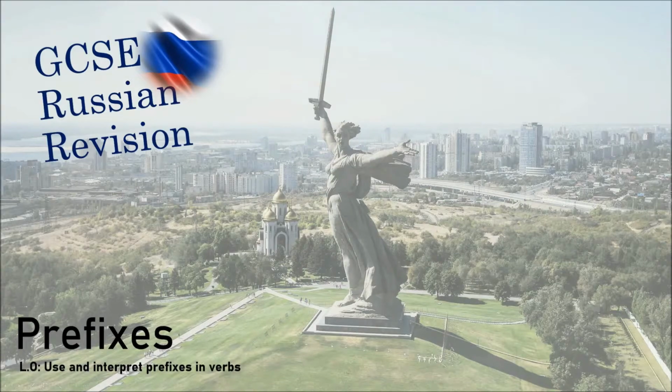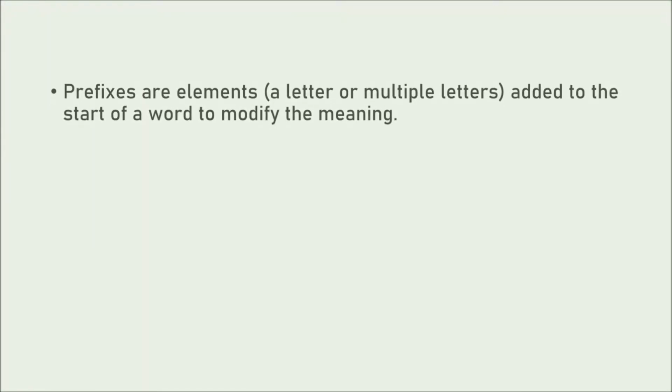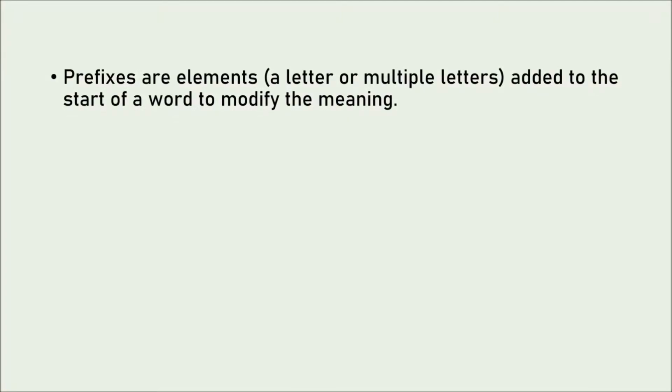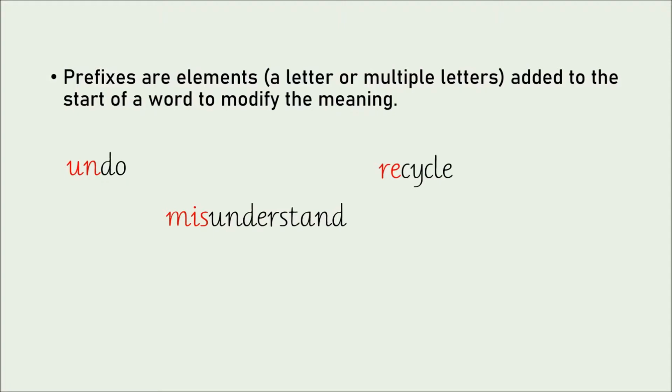By the end of this video, you should be able to use and identify prefixes used in motion verbs in Russian. So what's a prefix? Well, it's an element, so a letter or multiple letters added to the start of a word to modify the meaning. We have this in English. For example, undo, misunderstand, recycle, overheat. All of those combinations of letters at the start, they're all prefixes.